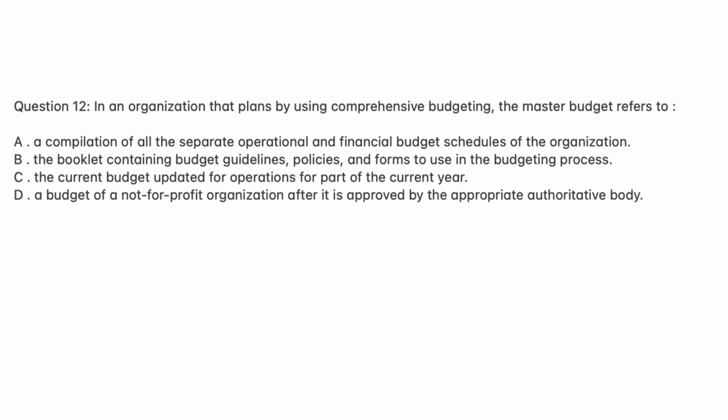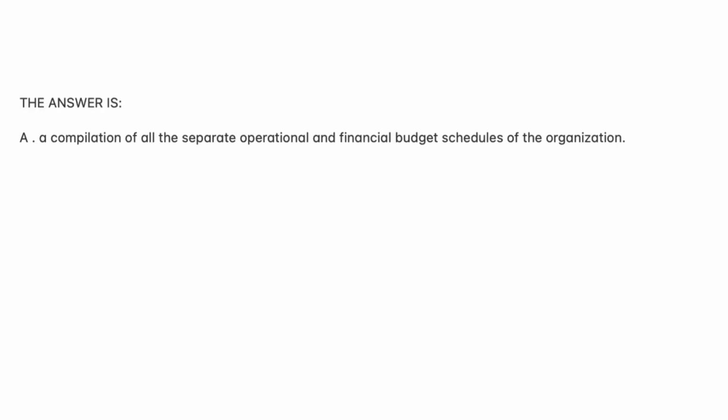Question 12. In an organization that plans by using comprehensive budgeting, the master budget refers to A. A compilation of all the separate operational and financial budget schedules of the organization. B. The booklet containing budget guidelines, policies, and forms to use in the budgeting process. C. The current budget updated for operations for part of the current year. D. A budget of a not-for-profit organization after it is approved by the appropriate authoritative body. The answer is A. A compilation of all the separate operational and financial budget schedules of the organization.